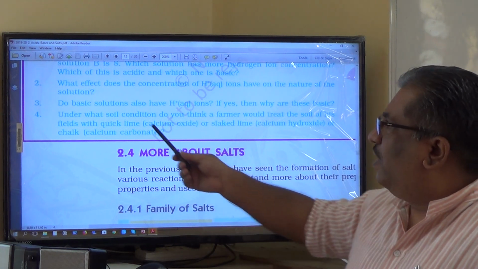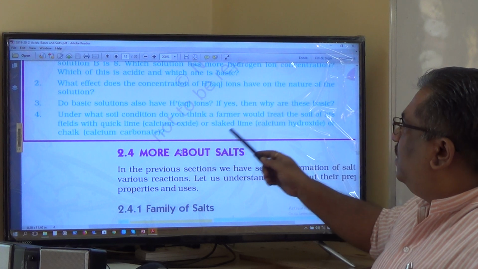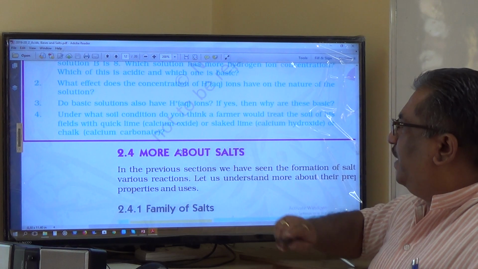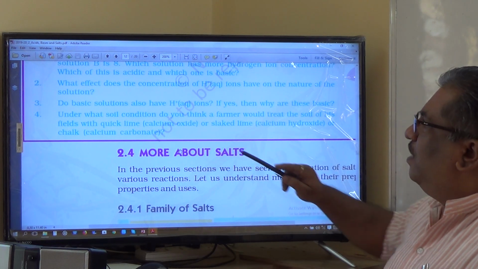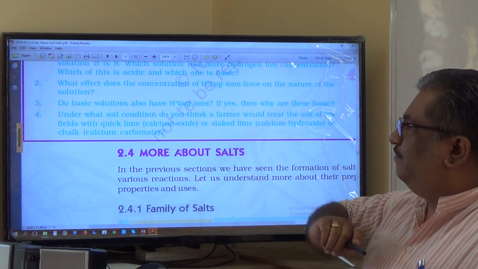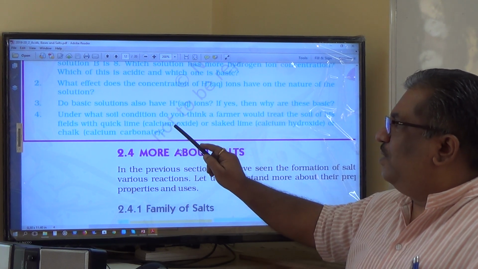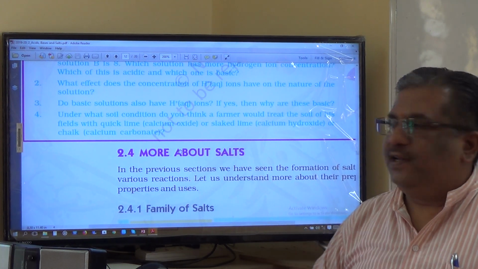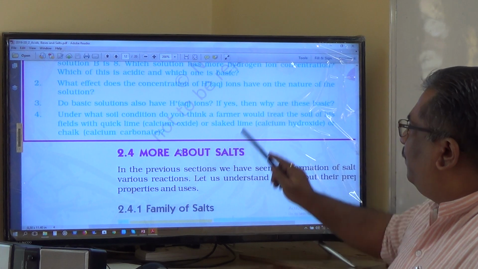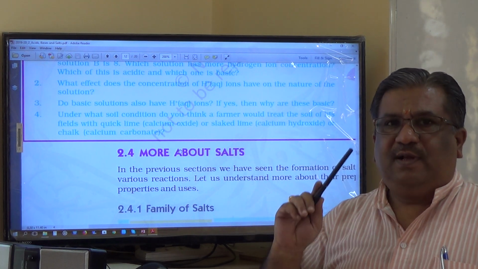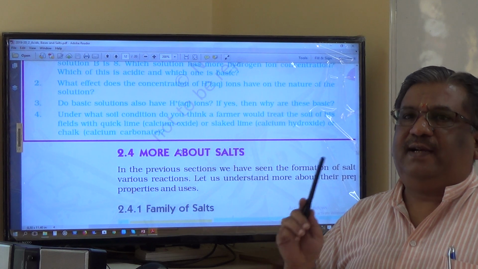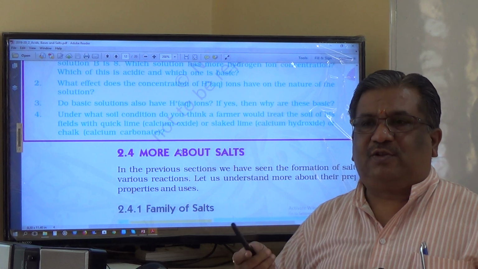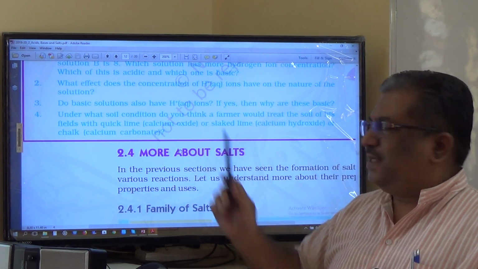That is the answer. Under what soil condition do you think a farmer would treat the soil of his field with quicklime? Quicklime means calcium oxide, slaked lime, calcium hydroxide, or chalk, calcium carbonate. Quicklime, calcium oxide, is a metal oxide. Metallic oxides are basic in nature, which you have already studied. So this is basic in nature. Slaked lime, calcium hydroxide solution, releases hydroxide ions and therefore it is a base. Calcium carbonate is also a basic salt.